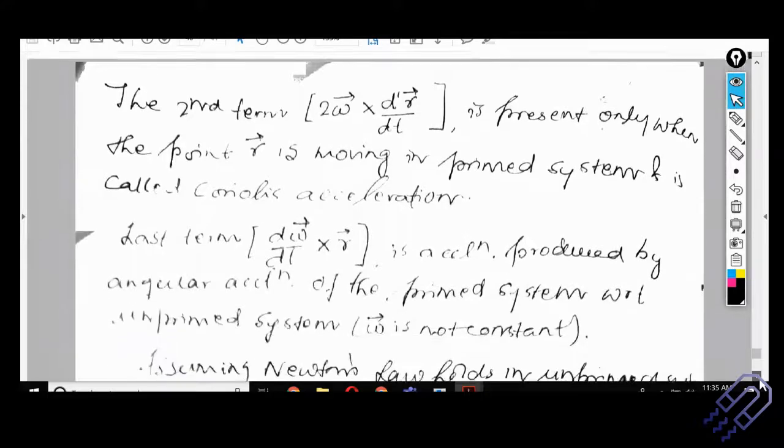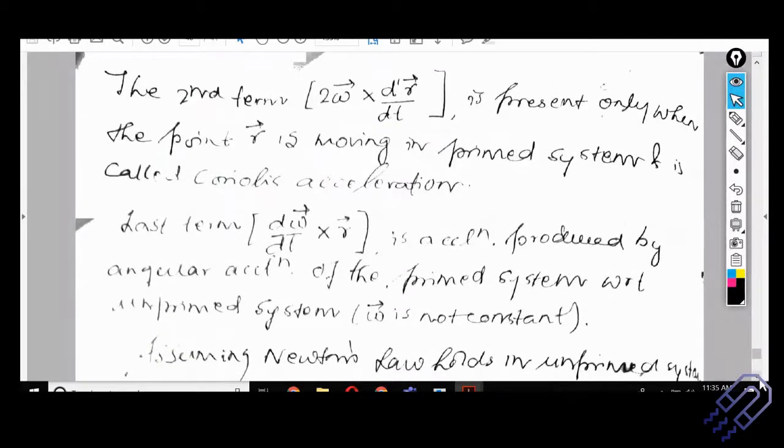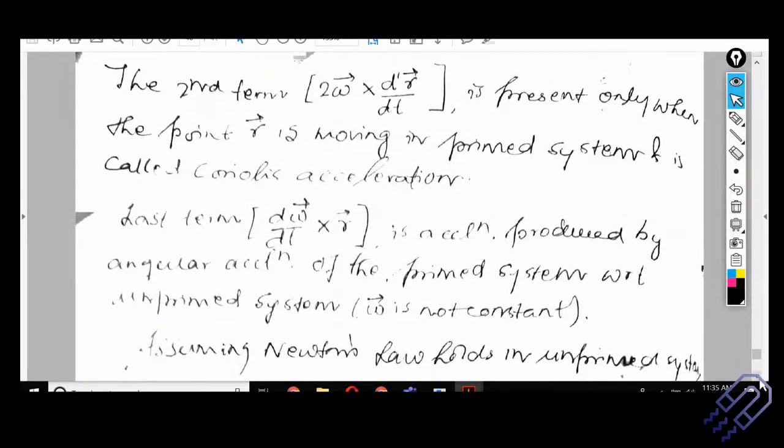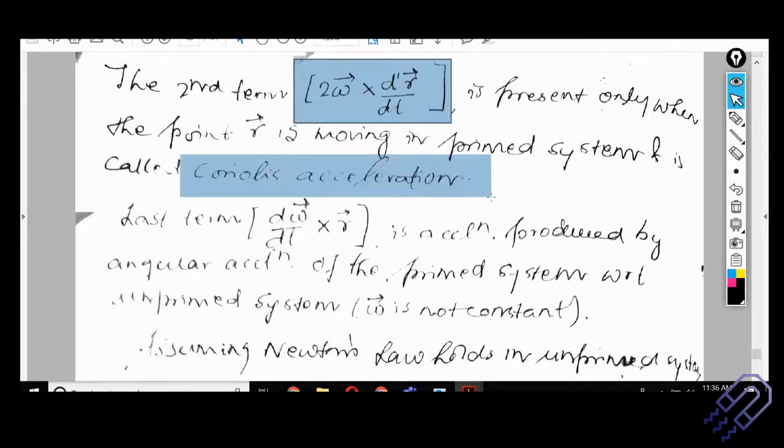Today what I'd like to tell you is some more theoretical part. Just conclude this, very important. The second term that I mentioned is the Coriolis acceleration. So this term, 2 omega bar cross dr bar by dt, is the Coriolis acceleration.